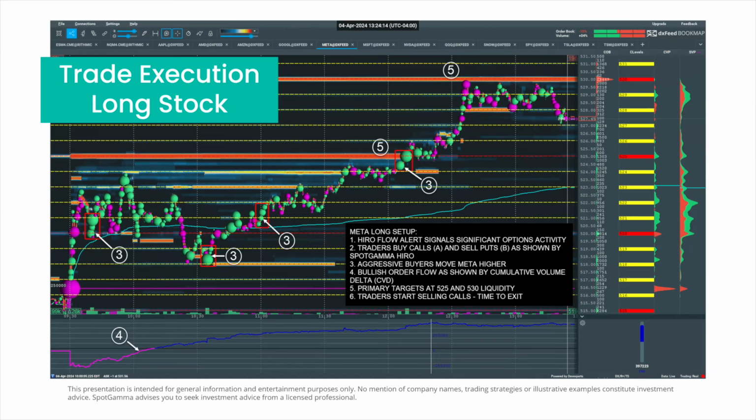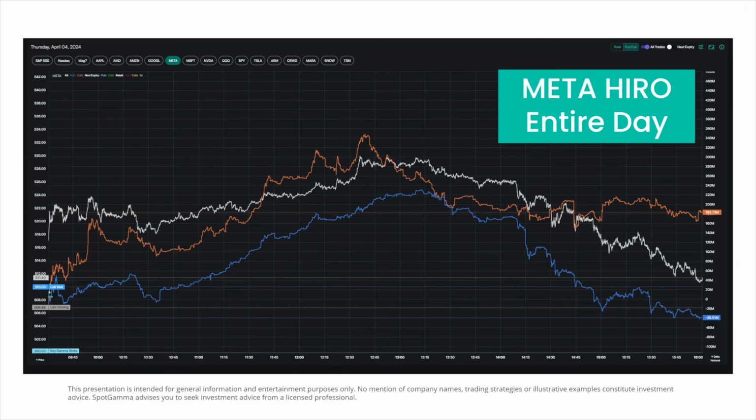Market makers bought stock to hedge their delta exposure, and aggressive buyers moved Meta up to the final target at the 530 liquidity level, and that is the second label 5 on the chart. Potential long entries are shown in the Bookmap chart with label 3. The day played out as expected. Higher volatility with a bullish bias.